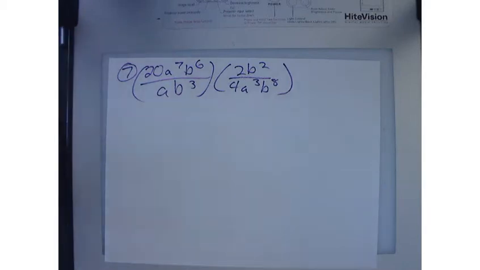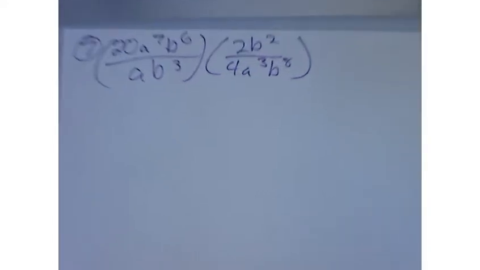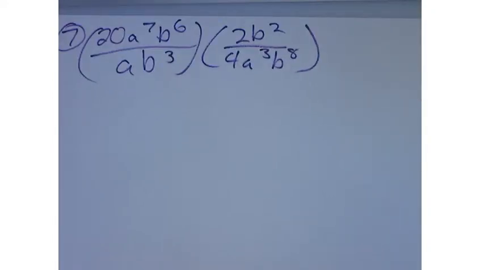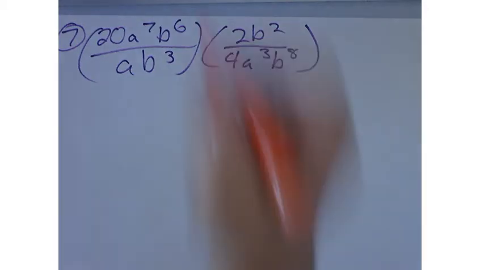What we could do, there's lots of ways we could do it. We could do some cross canceling and we can reduce some things. I don't know, it doesn't really matter. I like to multiply things out and then reduce. However, if you were to cross cancel, that wouldn't be a bad idea either.